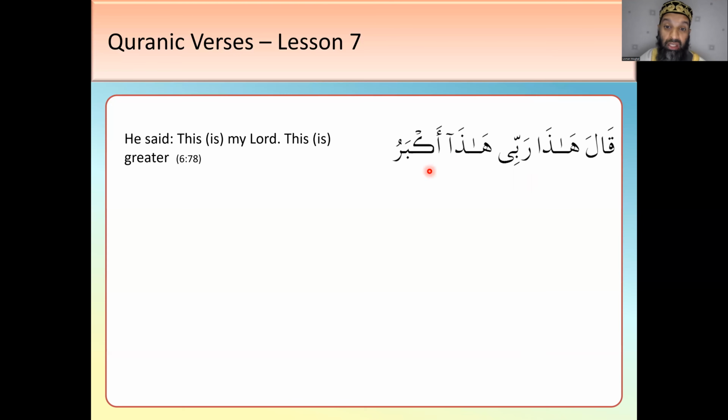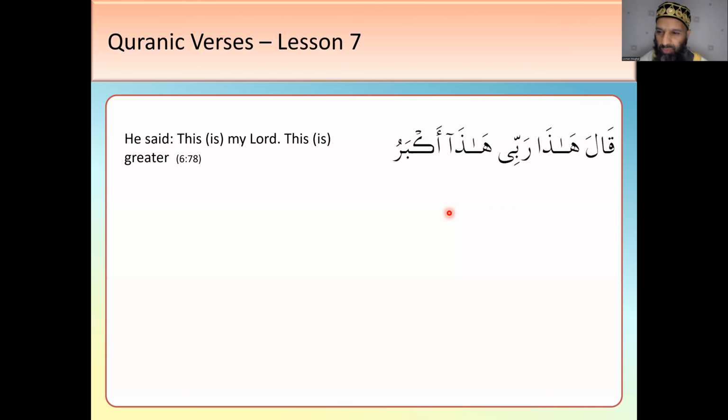This is Akbar. Akbar means great, so greater. Akbar means greater. Now, I don't think we've done Akbar yet, but have we not done the rest of the verses? Qala, Hadha, Rabbi, Hadha. Yes, we've done the rest. Fantastic. Right? So we've done it.